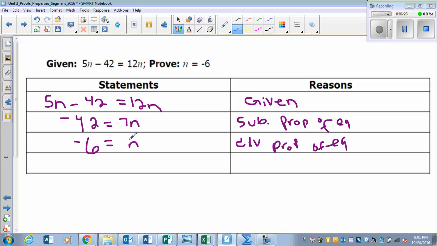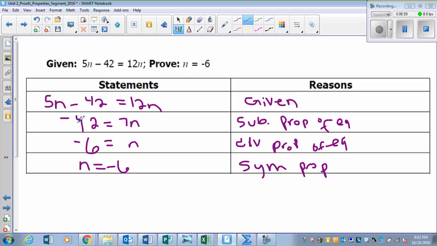Now, in order to have your variable on the left side, you could say n is equal to negative 6, and that would be your symmetric property. Now, some people do this part in one step, but you need to make sure that it is separate steps because you are doing two different properties. You're dividing and then you're actually using the symmetric property. So make sure that is in two steps.